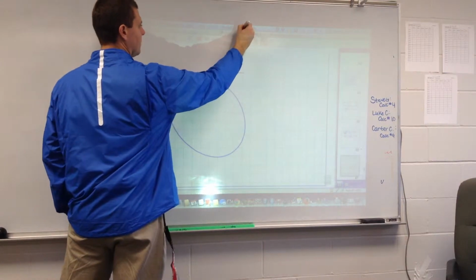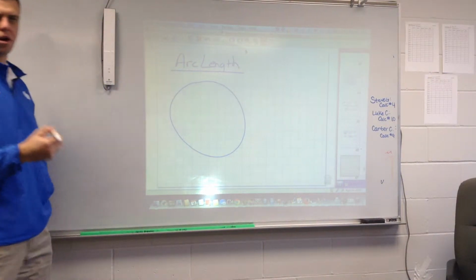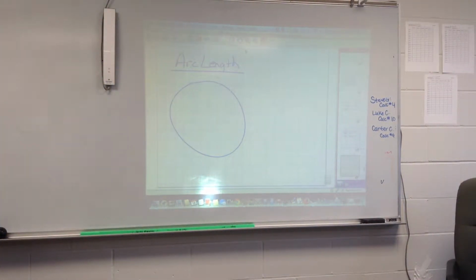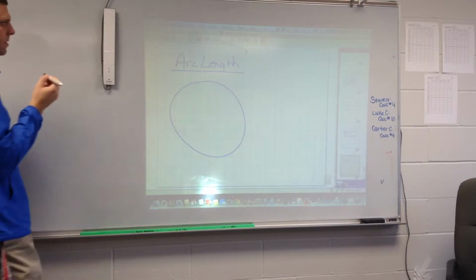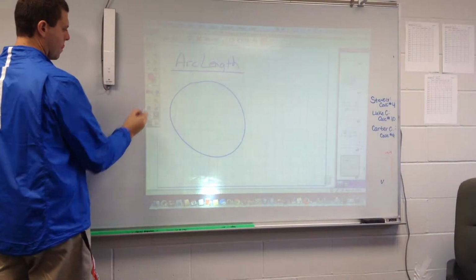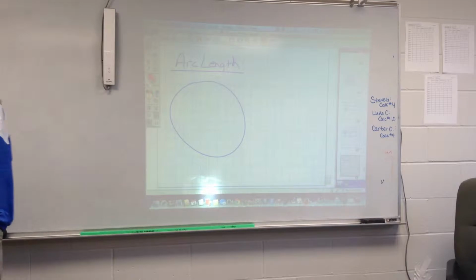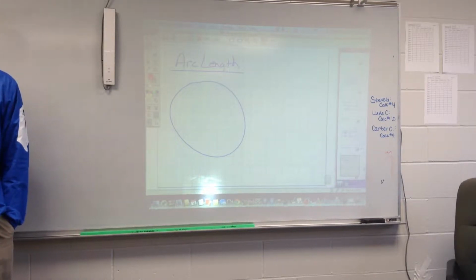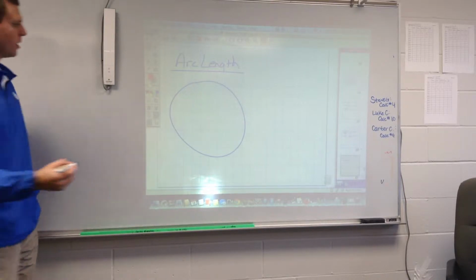Say I got a circle. You know what an arc length is? Anybody got an idea? It has a little bit to do with what we were just doing. It's like a little part of the circumference. It's a part of the circumference, okay?